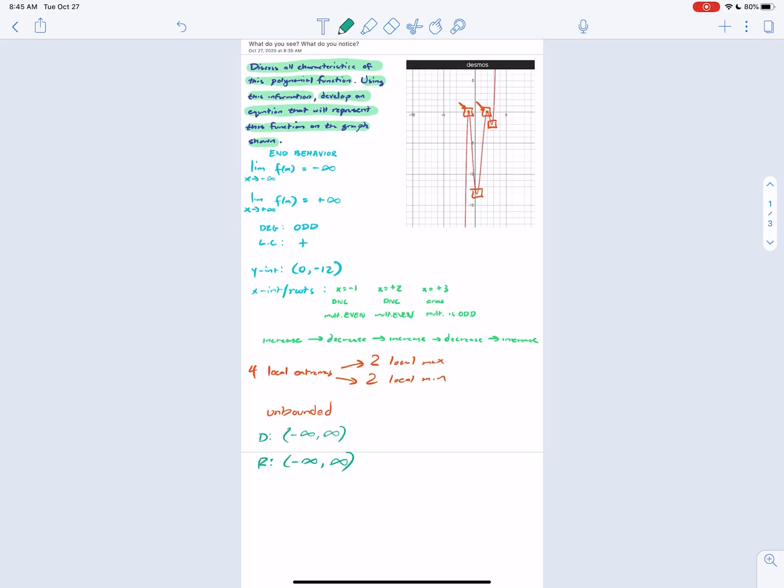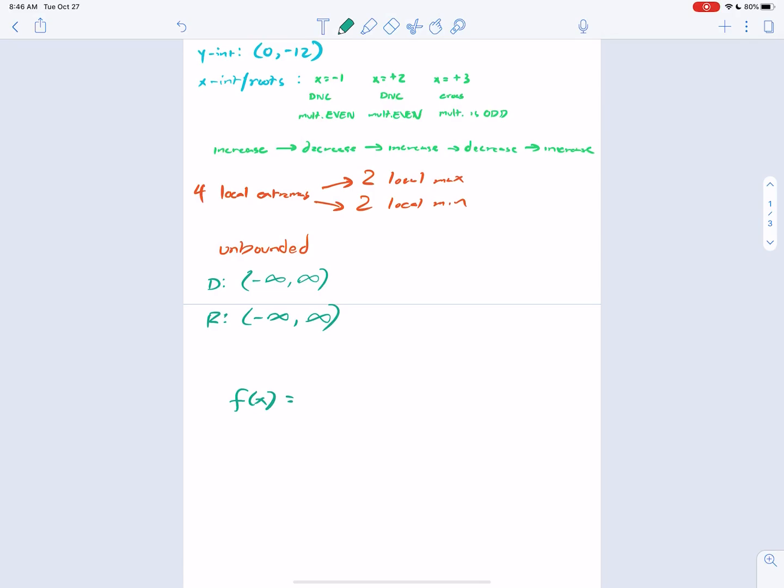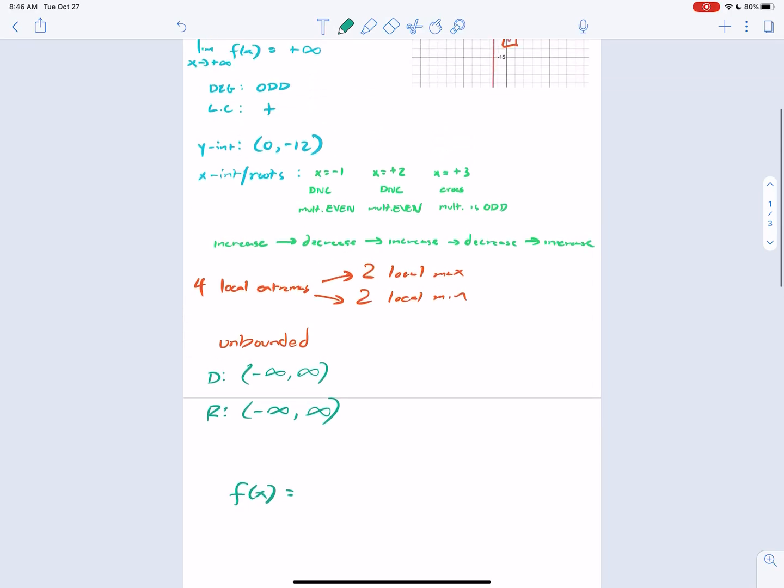Now, using this information that we have here, how do we develop an equation? So I want to start it off by saying f of x equals, and make sure you guys say f of x. Don't say f times x or f parentheses x. It's f of x, okay? Now, I'll use purple here. If I know that x equals negative 1 is a 0, then I know my factor has to be x plus 1. Think about that. Okay?